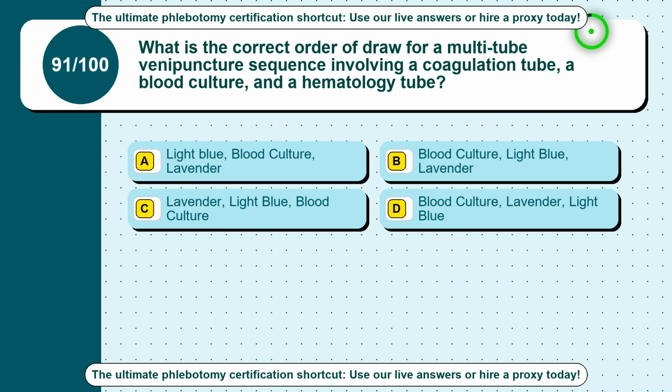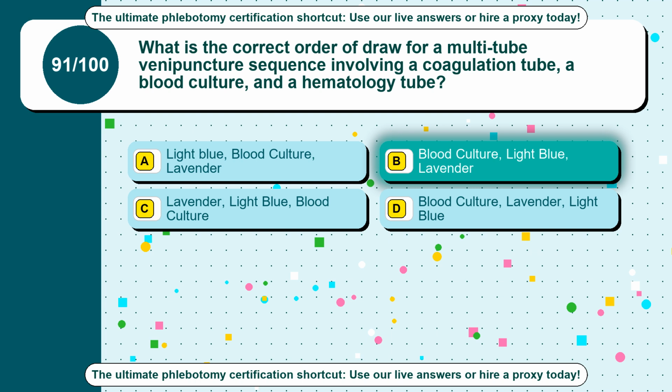Question 91. What is the correct order of draw for a multitube venipuncture sequence involving a coagulation tube, a blood culture, and a hematology tube? Option A, light blue, blood culture, lavender. Option B, blood culture, light blue, lavender. Option C, lavender, light blue, blood culture. Option D, blood culture, lavender, light blue. The correct answer is option B, blood culture, light blue, lavender.